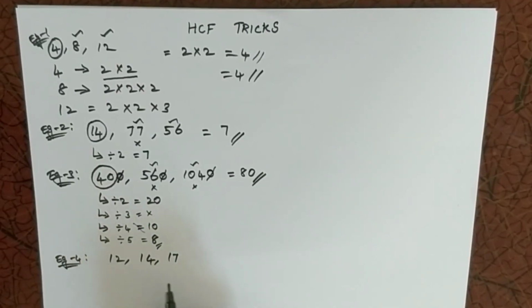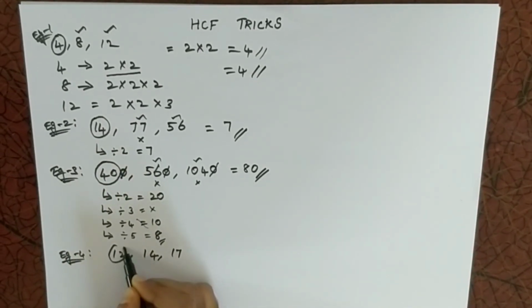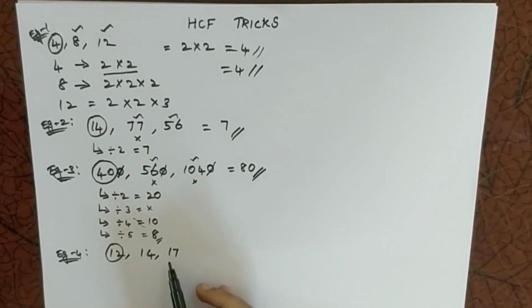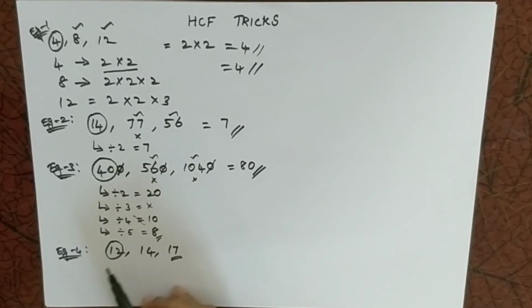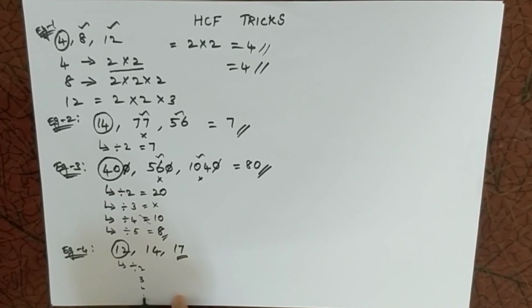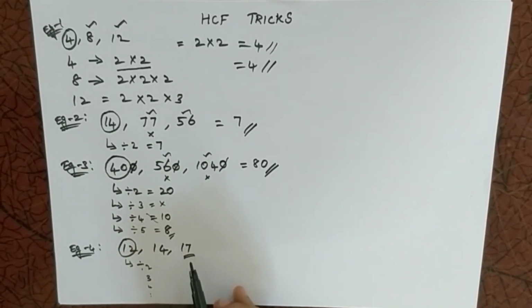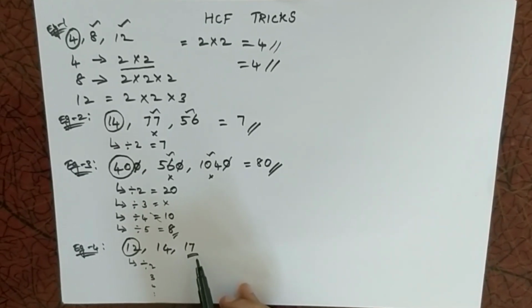Now let's see this example. Here the lowest number is 12. But if you see, there is one prime number. So if you go on to divide by 2, 3 or 4, even then the number which we will get will not be divisible by 17 because 17 is a prime number.